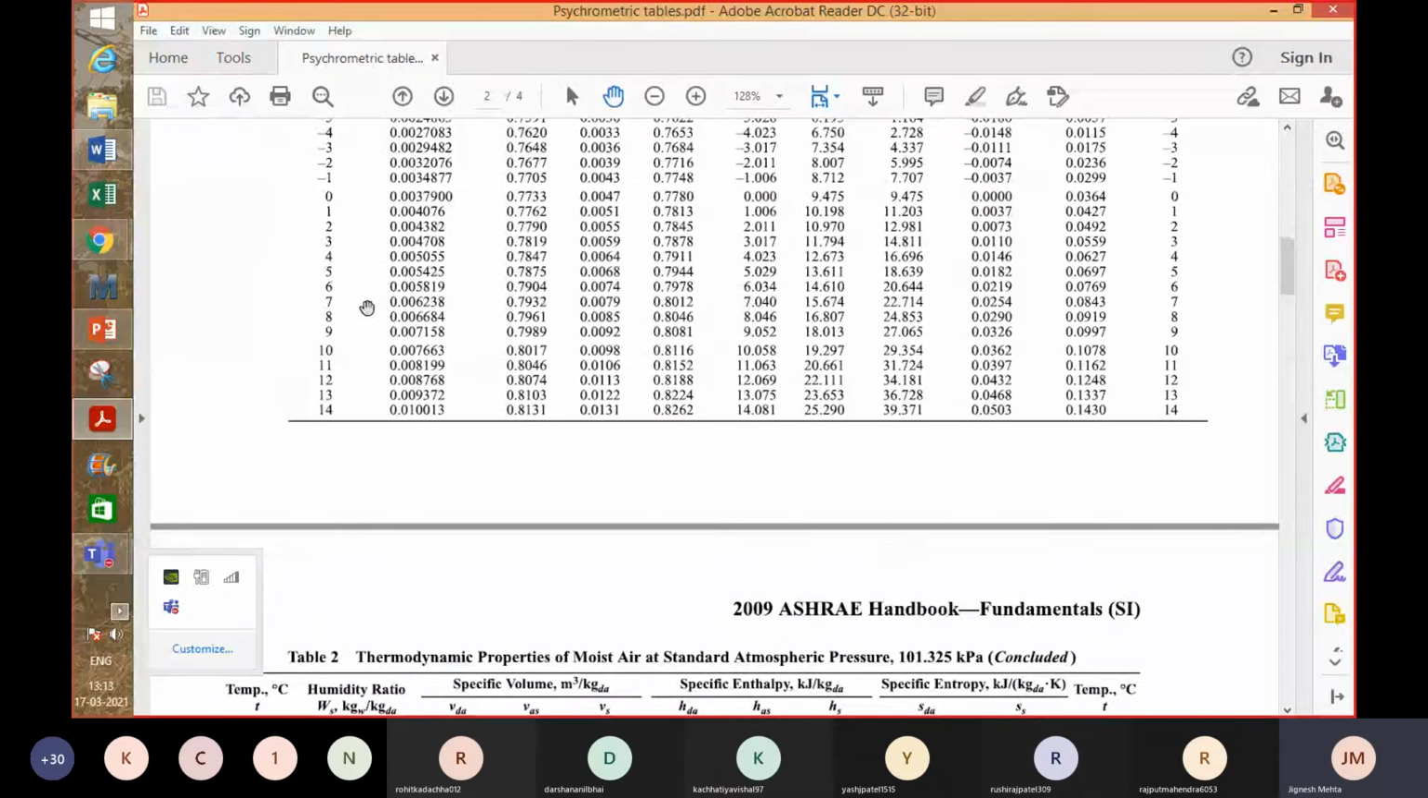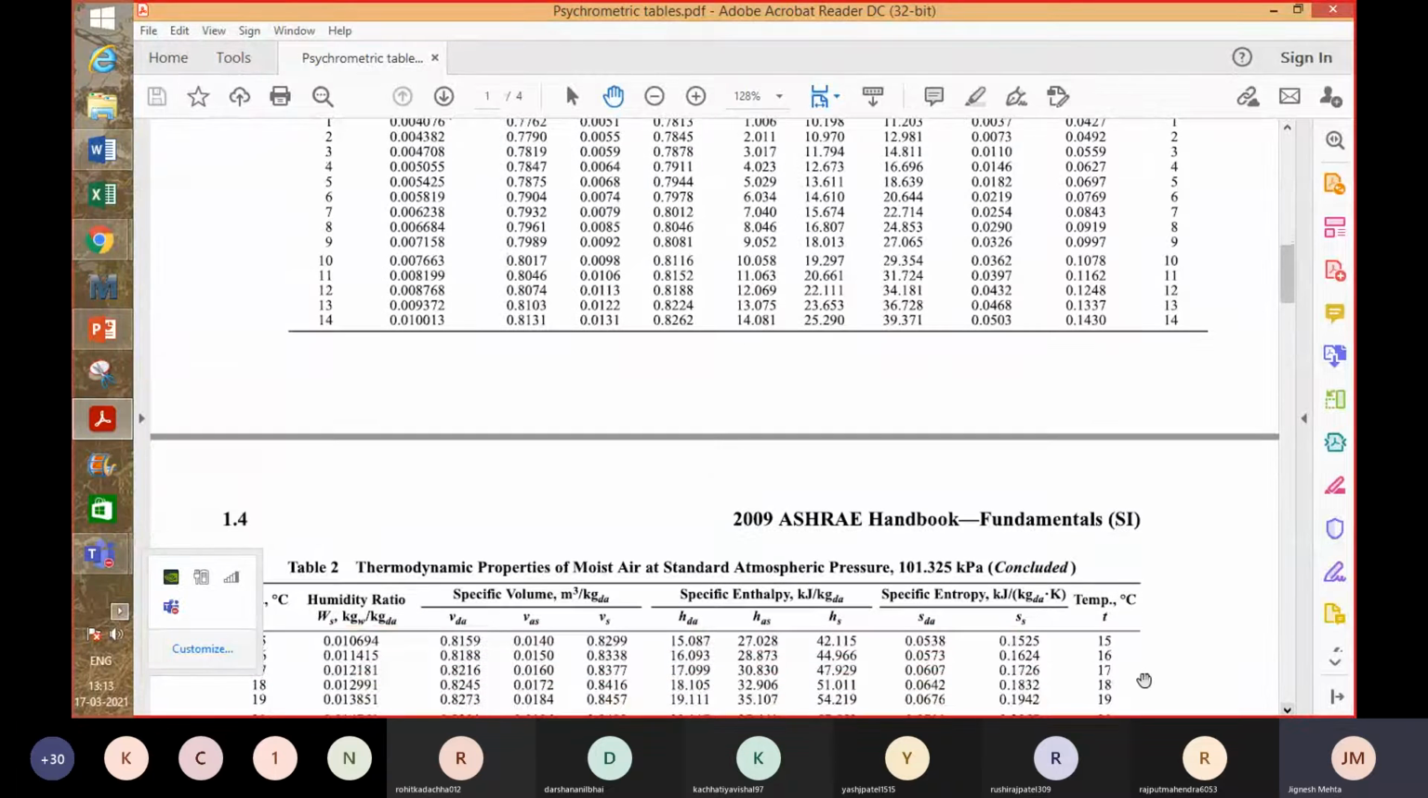And here in these tables, as you can see, this first column is temperature in degrees Celsius. Second column is humidity ratio Ws. So if the air is saturated at this temperature, this will be the humidity ratio. It's given in kilogram of water per kilogram of dry air, right? But my temperature is not 15, my temperature is 2 degrees Celsius. So you can refer to this top row, 2.